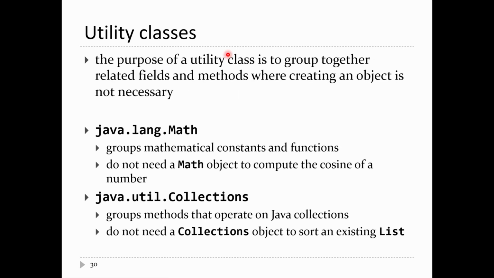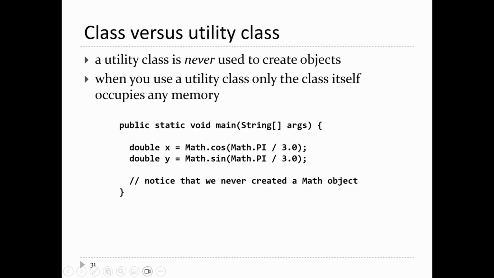So the purpose of a utility class is to group together a bunch of related fields and methods where you don't have to make an object to use those fields or methods. So again, Math: a bunch of mathematical constants and functions. Collections: a bunch of methods that operate on sets and lists.